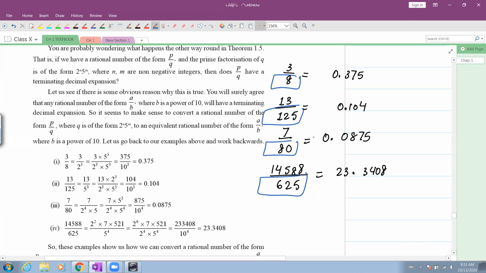And this is what they have done. Don't go looking at the whole of your examples, just observe this. This is the prime factorization of the denominator.